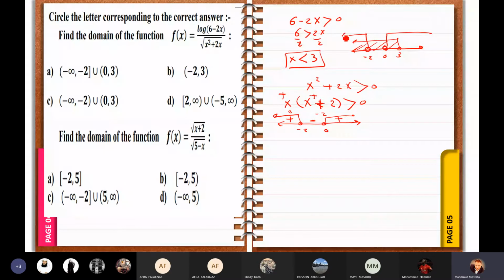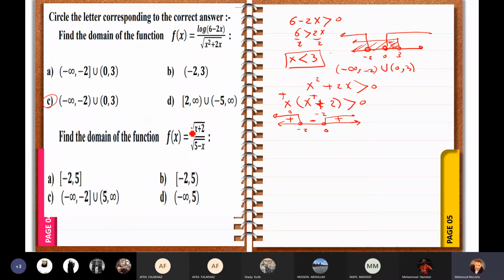So where is the intersection between the first solution and the second solution? This one is included, right? Also, negative 2 and less, correct? So we have from negative infinity to negative 2, union from 0 to 3. Okay, so we have C.